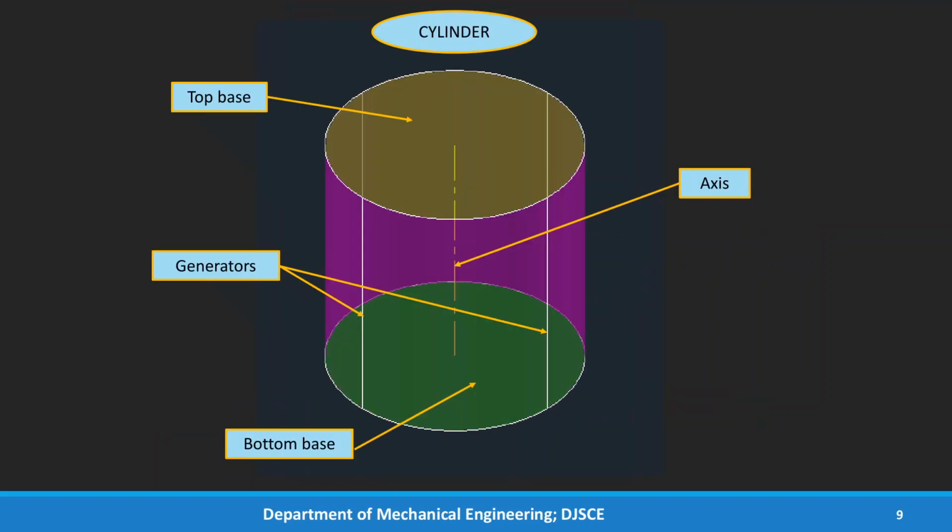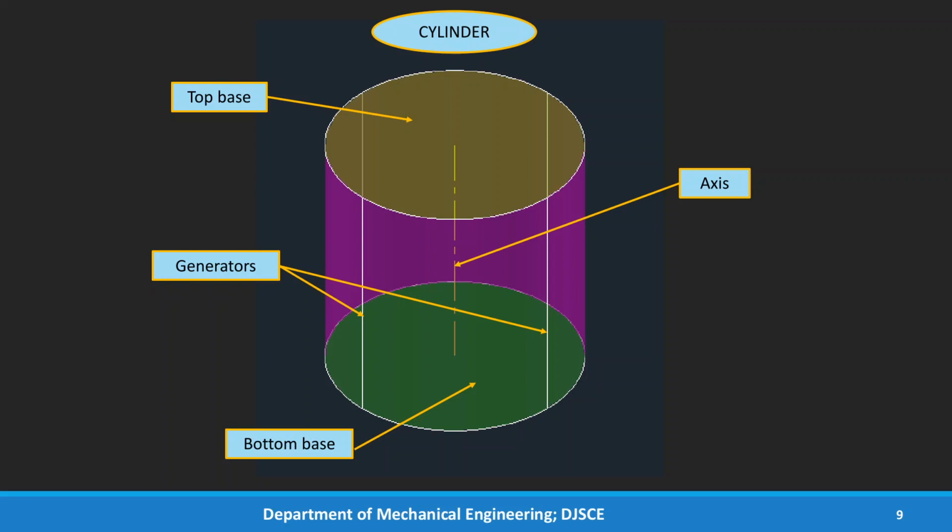Then the cylinder. Let's see the elements of the cylinder. It is having two bases, both circular, the top base and the bottom base. Now the cylinder, if you see, has been generated by revolving a rectangle about its vertical edge. So when we sweep through, you are going to get a cylinder, the solid of revolution.